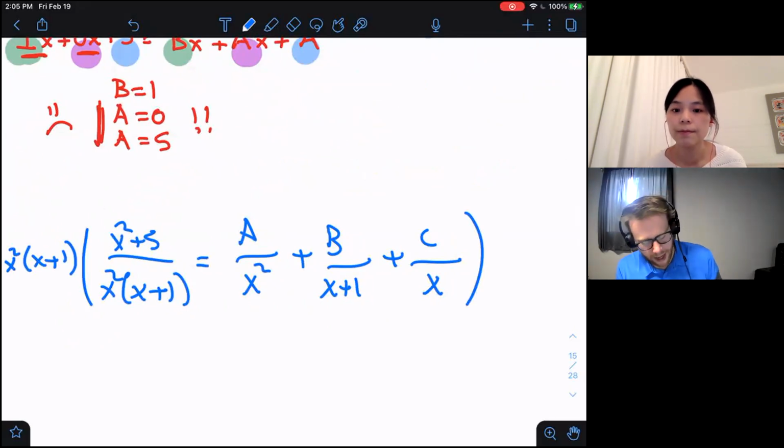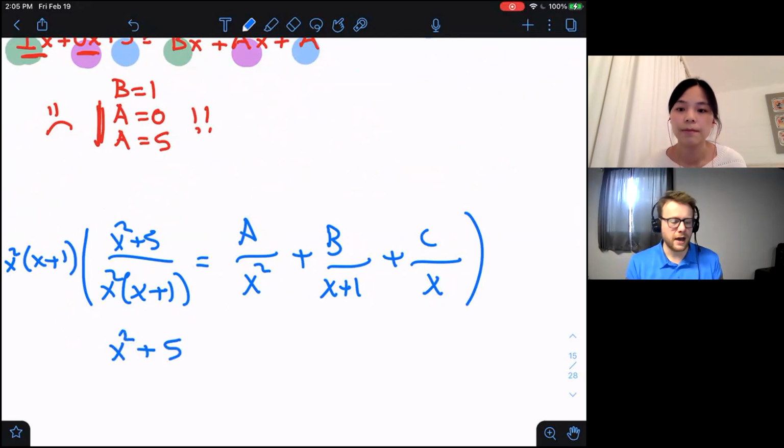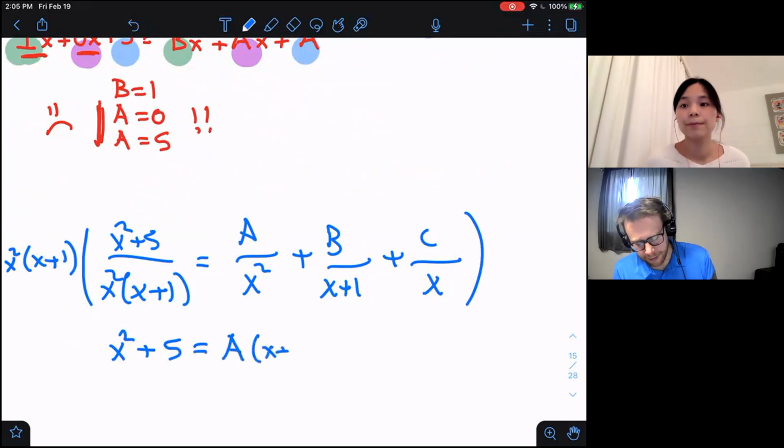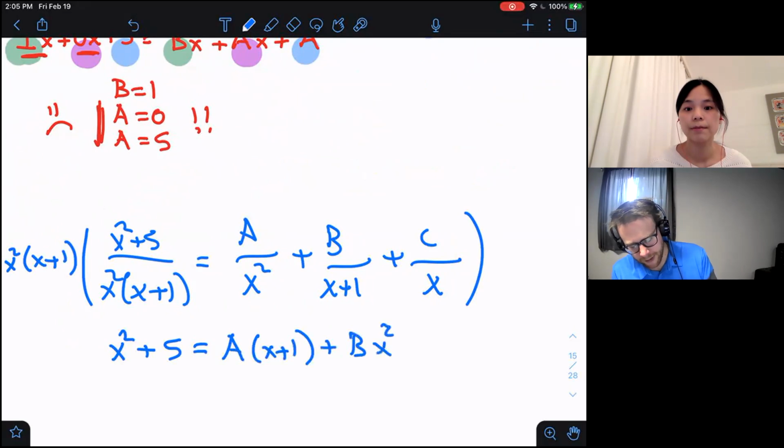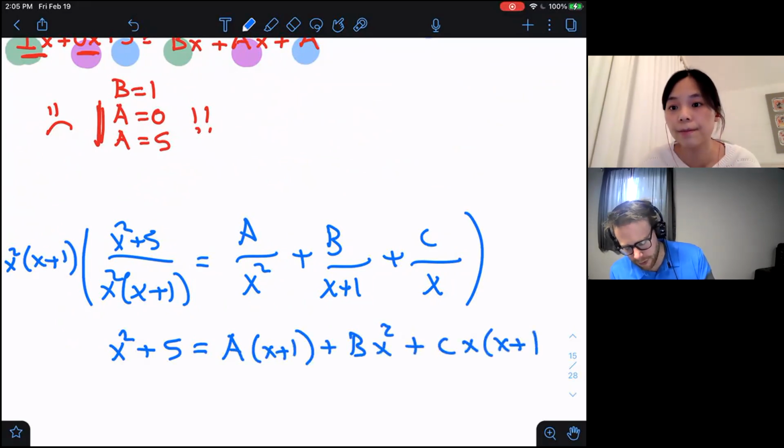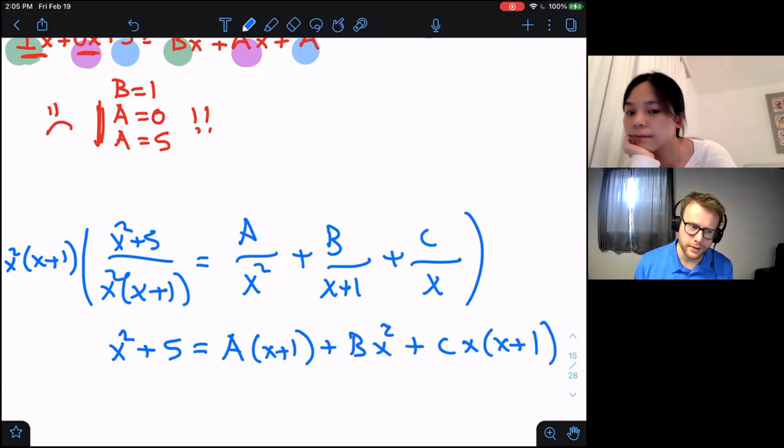When I do that, of course, on the left-hand side, things nicely cancel, and I'm just left with x squared plus 5. On the right-hand side, I get a times x plus 1. I get b x squared. And I get c x times x plus 1. So notice again, there's a lot of canceling that happens.